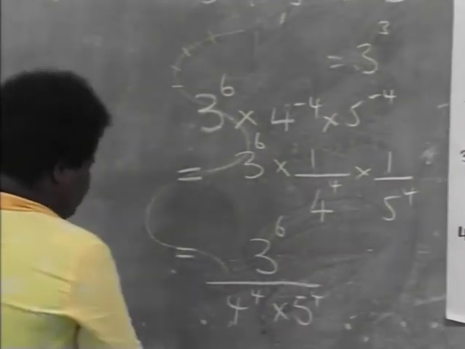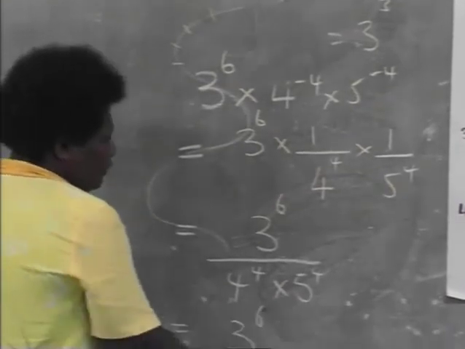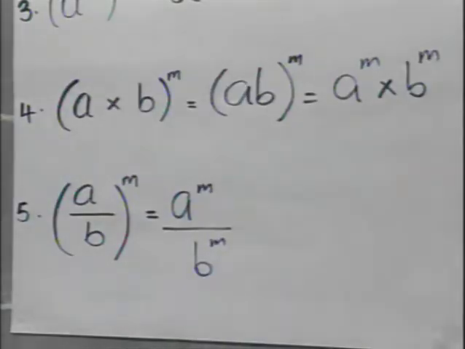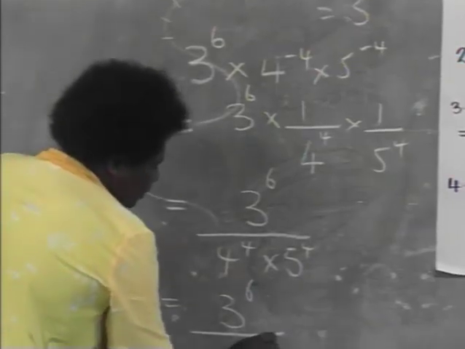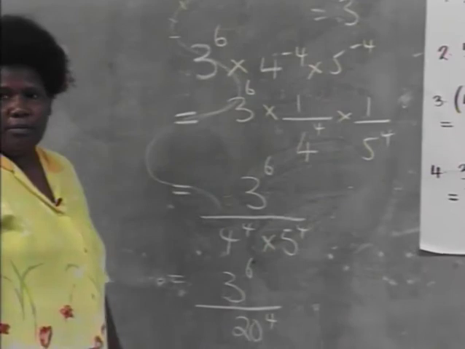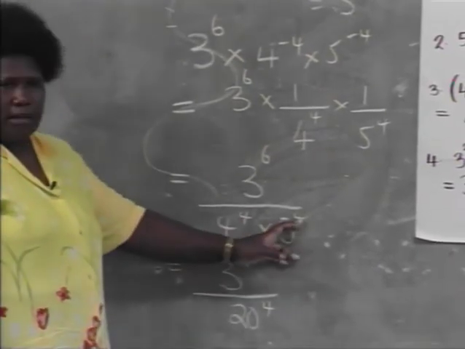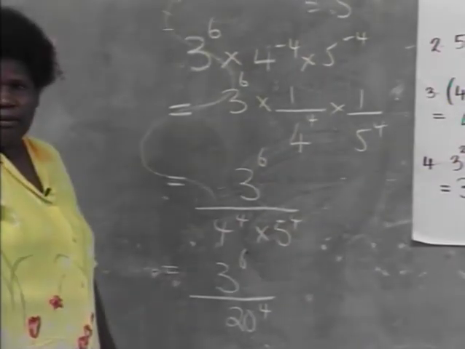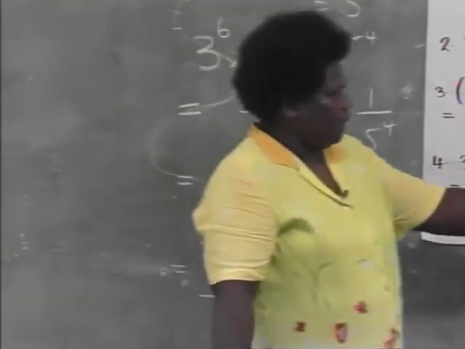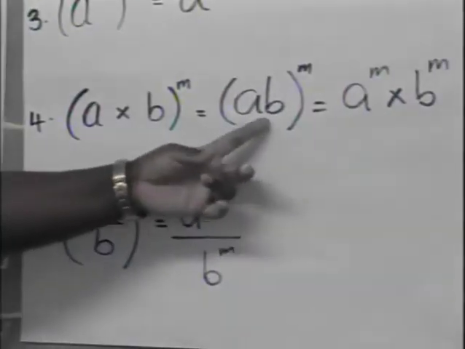If you want 3 to the power of 6 following this rule, I can write this as 20 to the power of 4 because the indices are the same. Remember, when the indices are the same, I can multiply the bases.